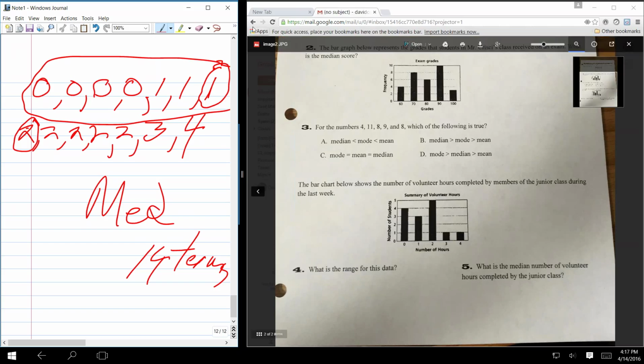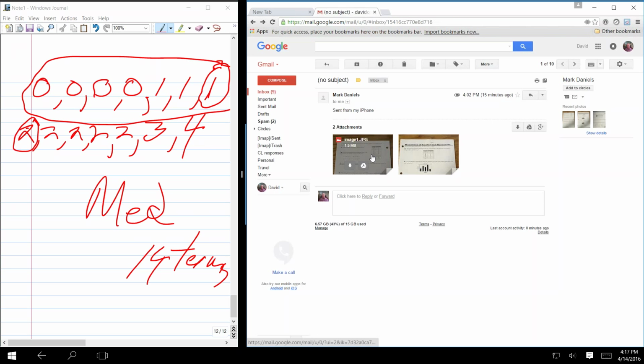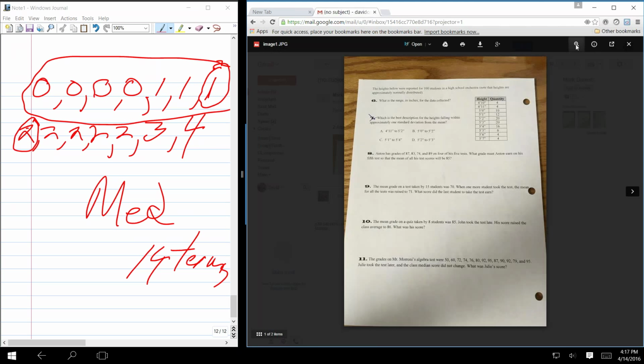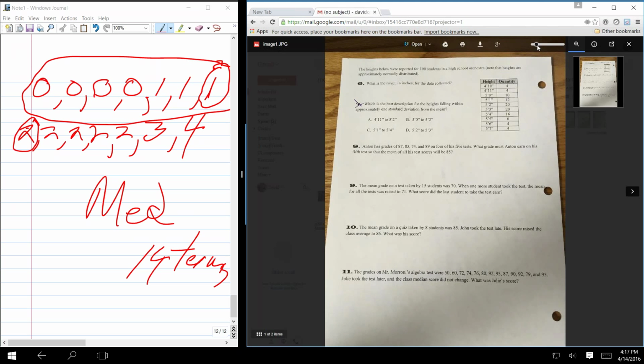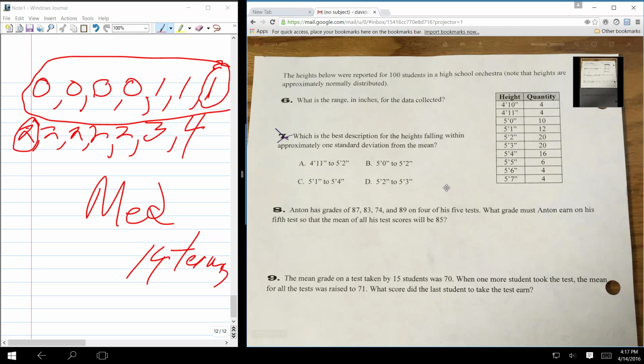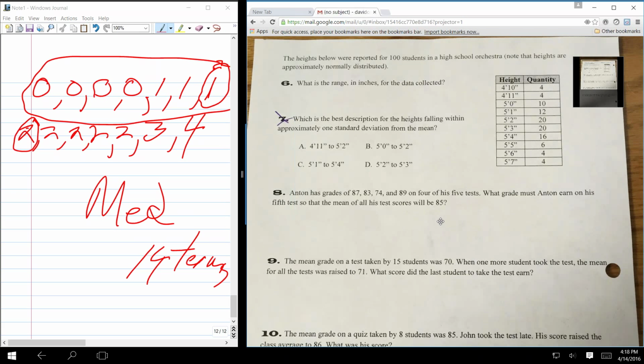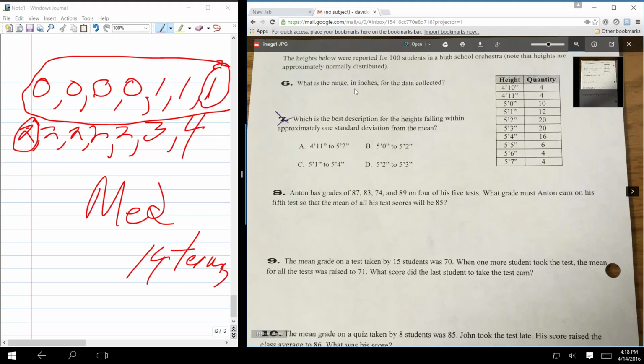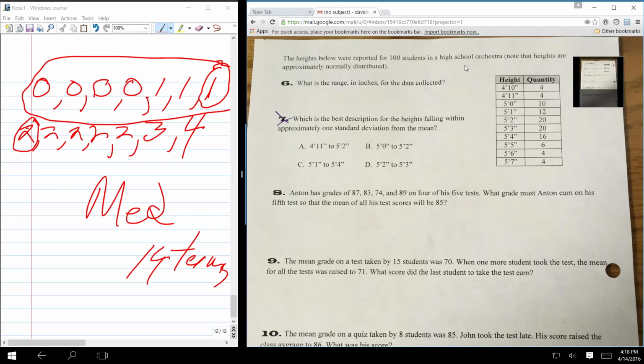All right, let's go to the next page. What's the range on this one? And they help you by saying in inches. Does this X mean anything on 7? Yeah, to not do it. We didn't learn it. What's the range in that table in inches?